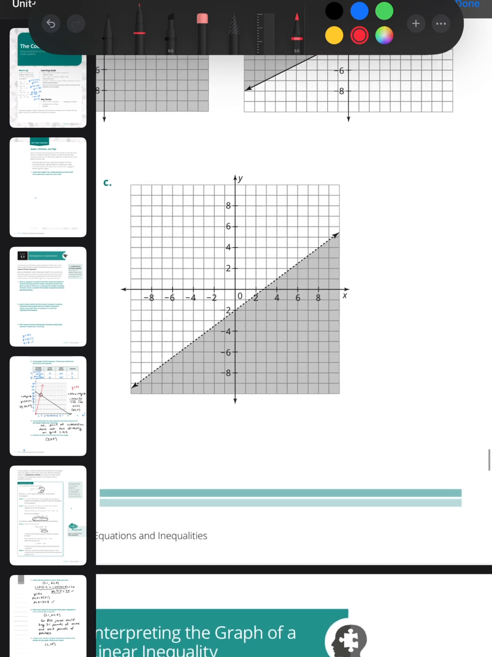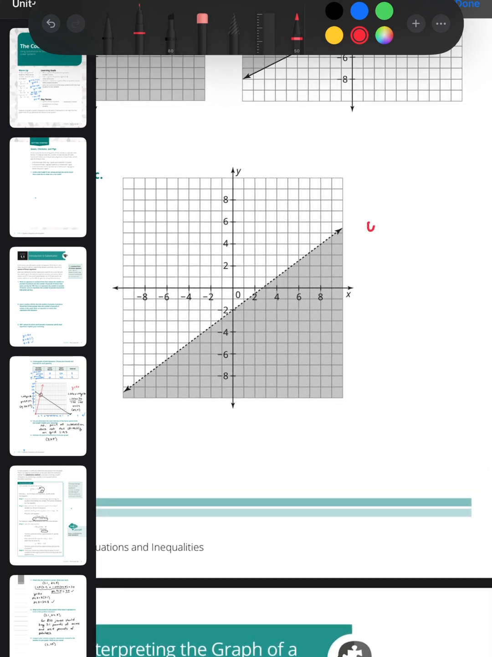And then C, this one is shaded below, so it's a less than sign. It does not have the or equal to, so it's a dotted line. We got a y-intercept at -2 and a slope that's positive again. Here's a point. We're going up 1, 2, 3, right 1, 2, 3, 4. So we get y is greater than or equal to, or sorry, why do I keep saying that? y is less than 3/4 x minus 2. I'm looking at a sign on another page coming up here.